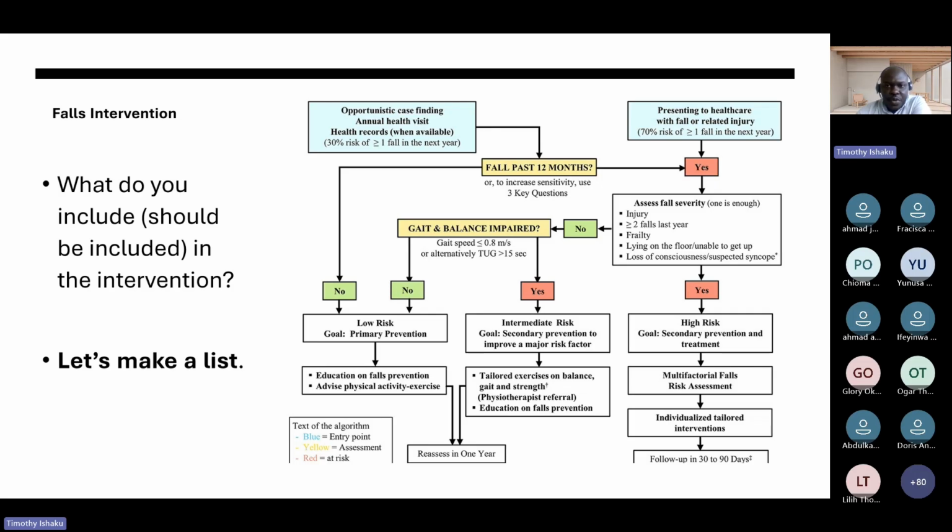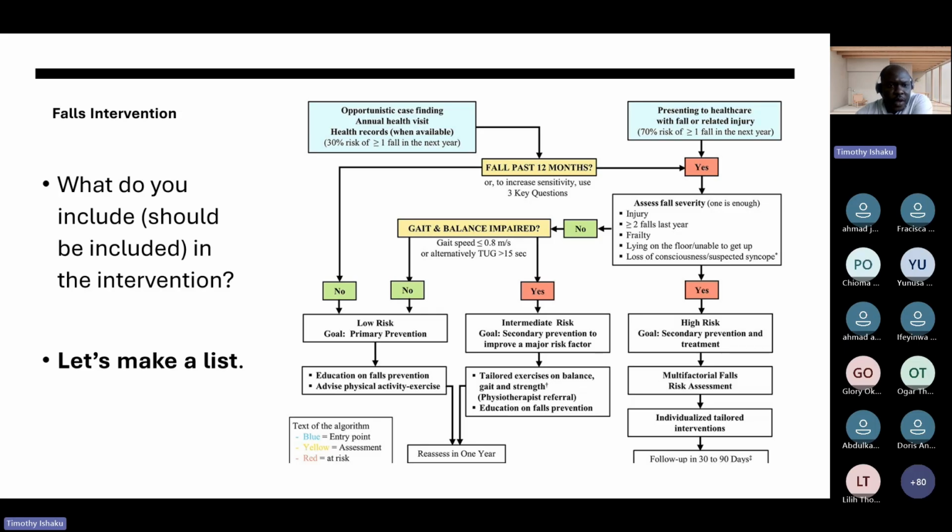I think there is a very good, important comment, and I'll come back to that because I absolutely agree. Then the next part: if somebody is at intermediate risk or low risk, we tailor the exercise on balance, gait, and strength. And that's where the physio comes in. They will refer you, and we educate patients on falls prevention. So for both intermediate and high risk, tailored intervention as well as possibly education is important.